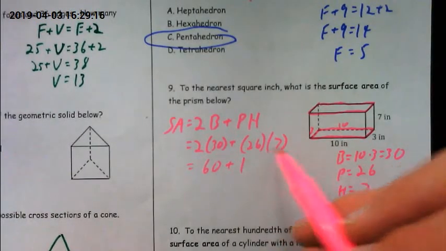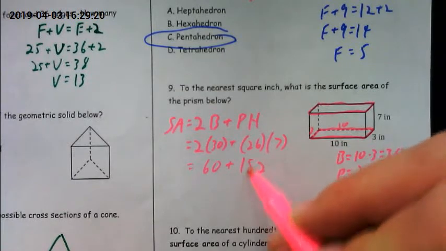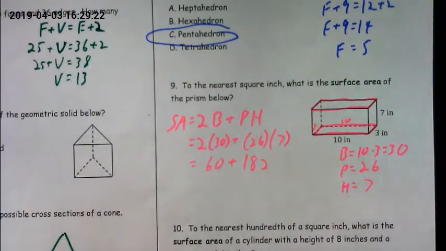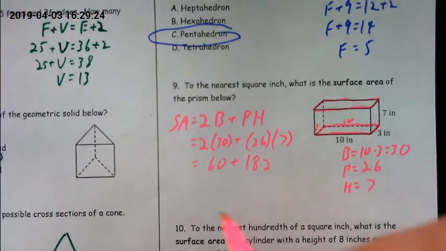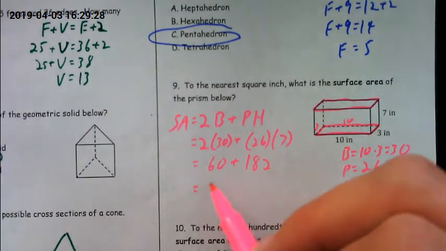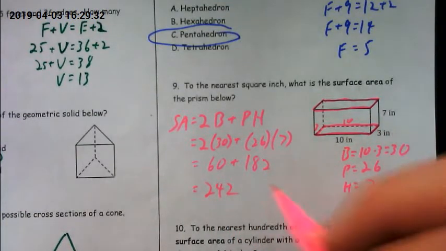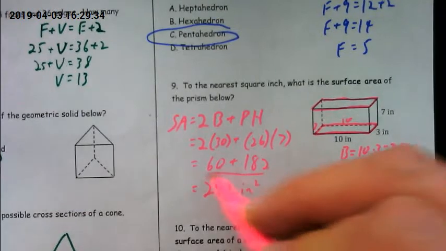Hold on. 6 times 7 is 42. 182. Yeah, okay. So 182 would be our value. And then add that up and we get 242. And again, our answer should be in inches squared.